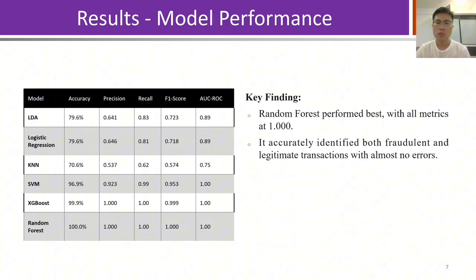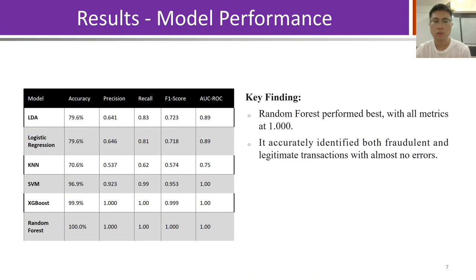Let's look at the results. This table summarizes how each model performed. You can clearly see that Random Forest was the winner. It achieved perfect scores across all metrics. 100% accuracy, precision, recall, F1 score, and AUC-ROC. This means it perfectly identified both fraud and legitimate transactions with almost no errors.